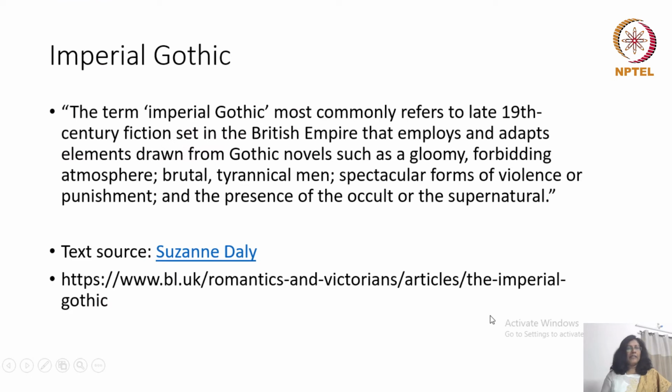The term Imperial Gothic most commonly refers to late 19th century fiction set in the British Empire that employs and adapts elements drawn from Gothic novels, such as a gloomy, forbidding atmosphere, brutal, tyrannical men, spectacular forms of violence or punishment, and the presence of the occult or the supernatural.